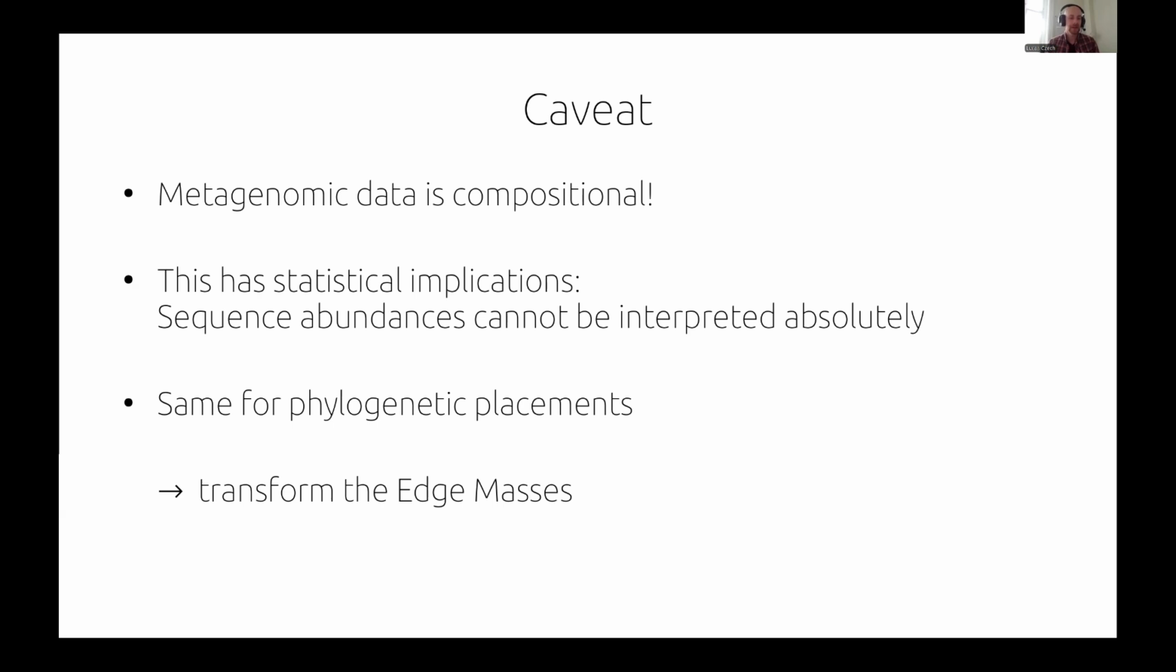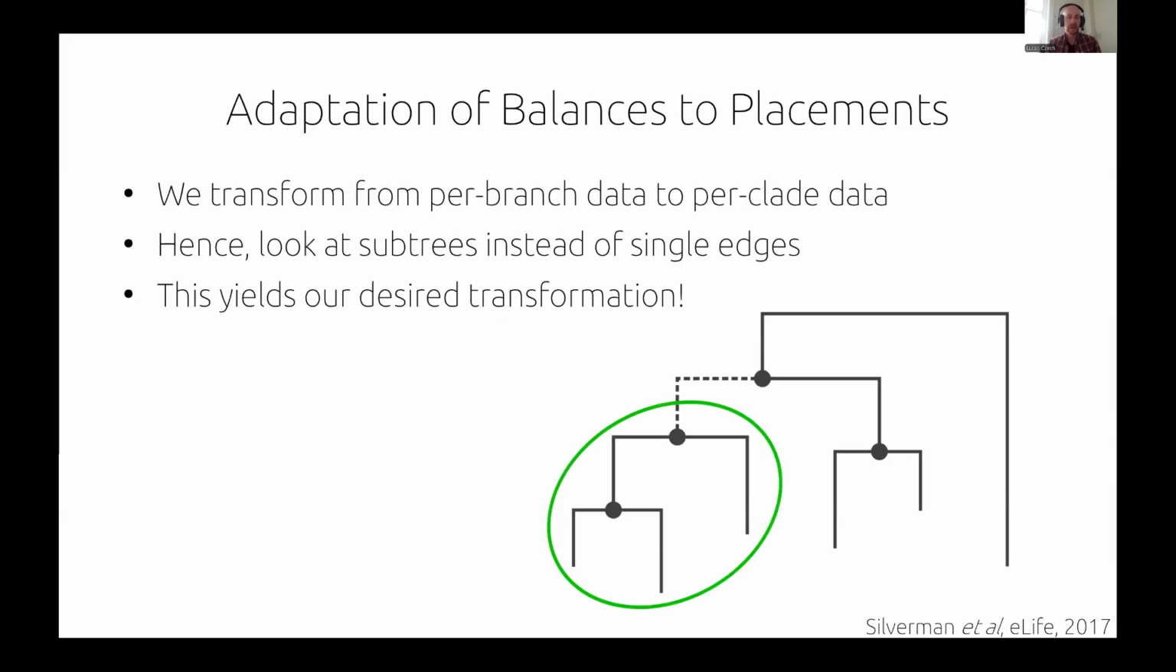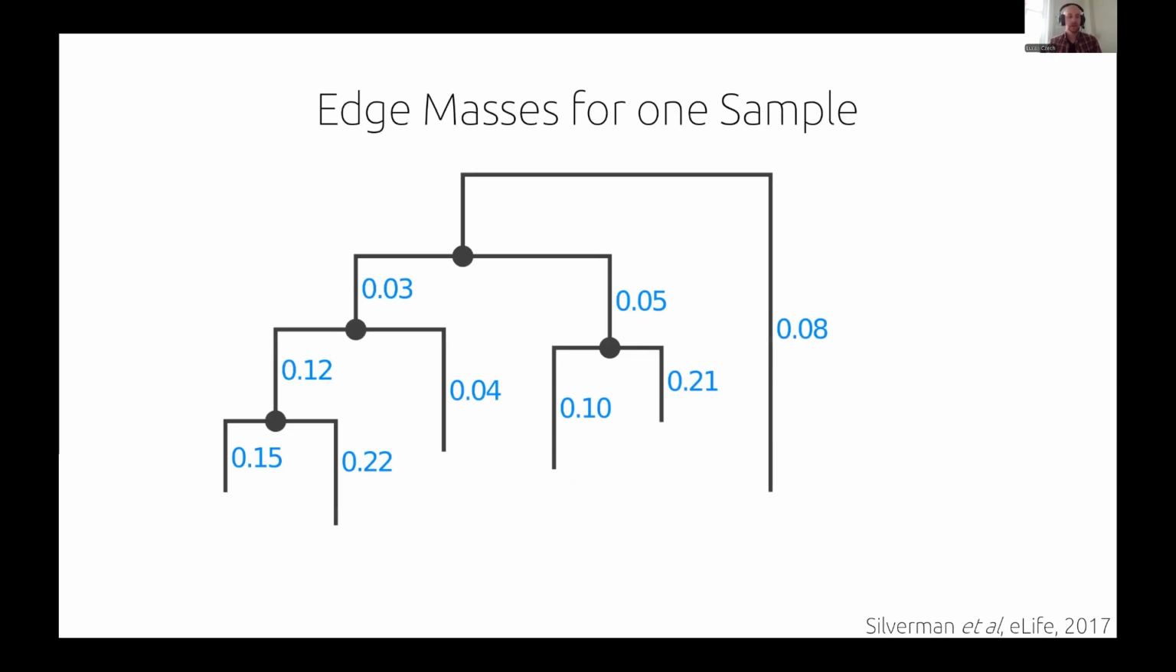And this is true for phylogenetic placement as well. And so what we can do to help with the statistical artifacts from this compositional type of data is to transform that into a space that isn't compositional anymore. And there's a method called balances that has been adapted to placements that does exactly that. So instead of looking at the per branch values that we did before, these edge percentages, this distribution on the tree, we now transform that into a per clade view. So we hence look at subtrees instead of single edges, right? And get a transformation that takes care of the artifacts of this compositional distribution.